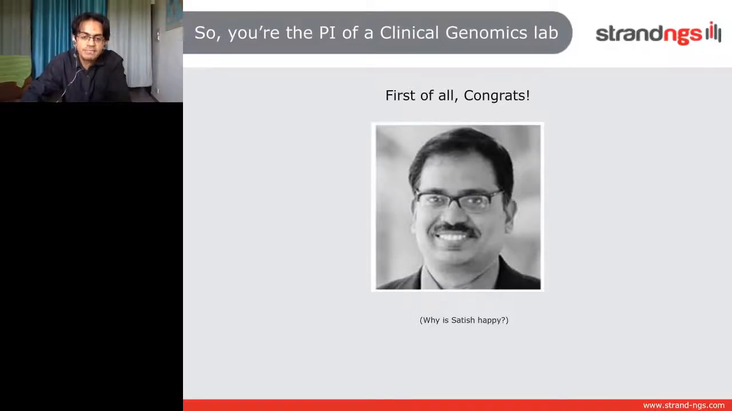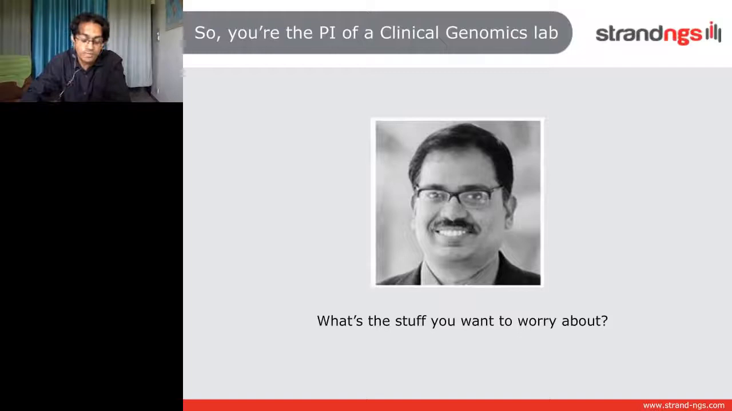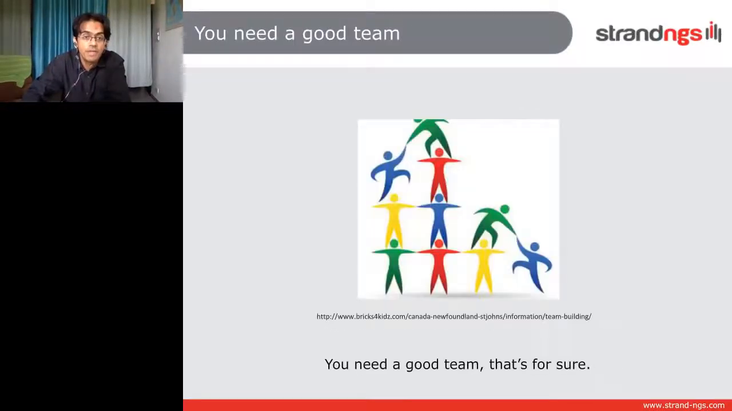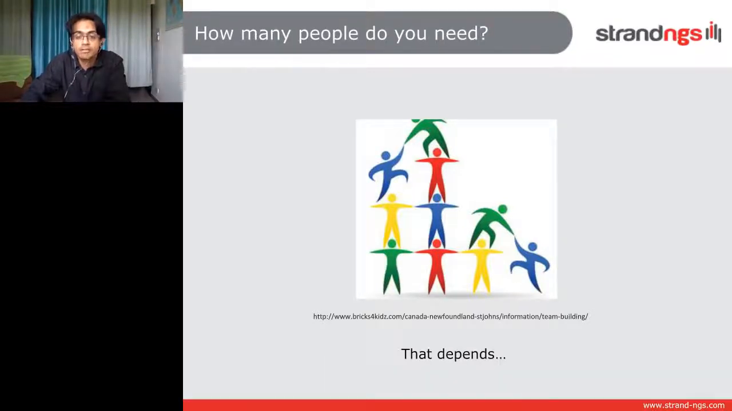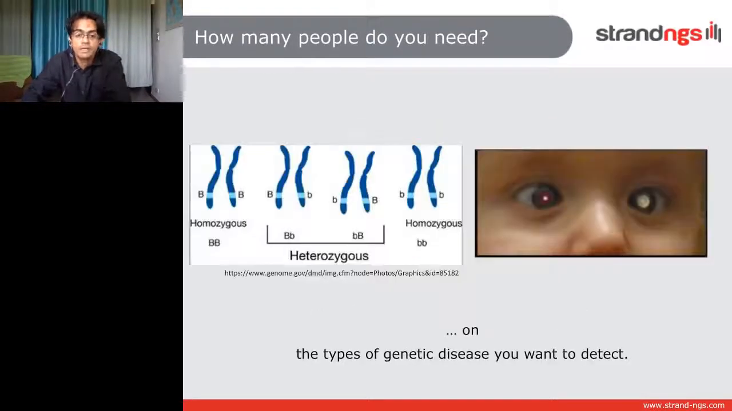Building a great team, right? And one of the first questions you ask when you're thinking of building a great team is, how many people do you need? And of course, that usually depends on what you're trying to do. And we're talking about clinical genomics here. And for those of you who may not be familiar with it, all clinical genomics tries to do is attempt to detect certain kinds of genetic diseases. You'll be seeing both these pictures later on in the presentation. For now, just remember that we are trying to detect genetic disease.